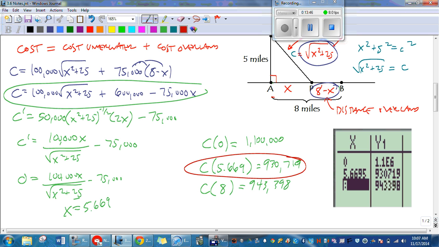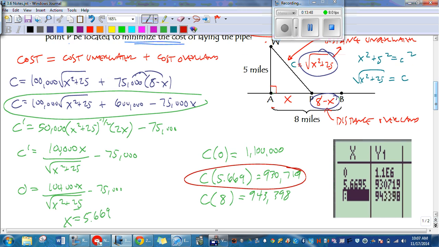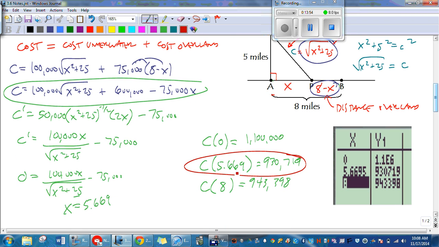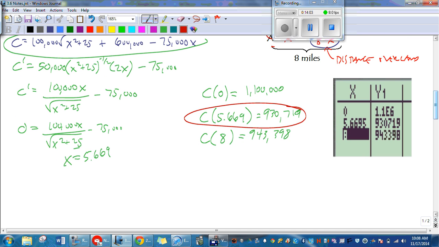So I'm going to go back and make sure that we're answering the question that's asked. It asks us, where should point P be located to minimize the cost? Well, X was 5.669, so that means P should be 5.669 miles from A. So that should be our final answer. That P should be 5.669 miles from point A.